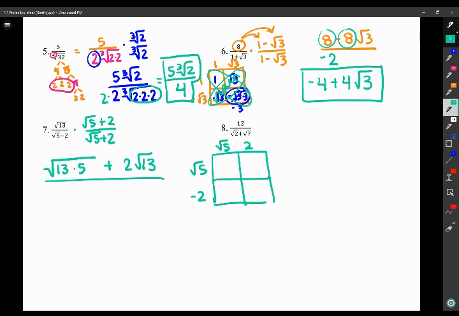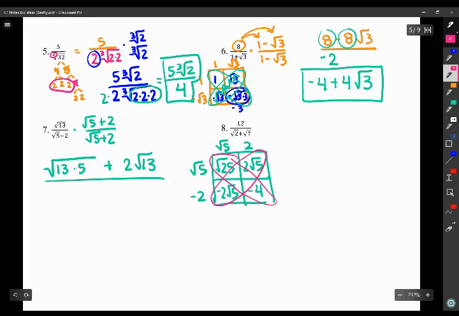So root 5 times root 5 is root 25. Root 5 times 2 is 2 root 5. Negative 2 root 5 is negative 2 root 5. And negative 2 times 2 is negative 4. And what I want you to notice is, notice how if I'm looking at the radical or the diagonals and I'm adding, the square root of 25 simplifies. The square root of 25 is the same thing as a 5.